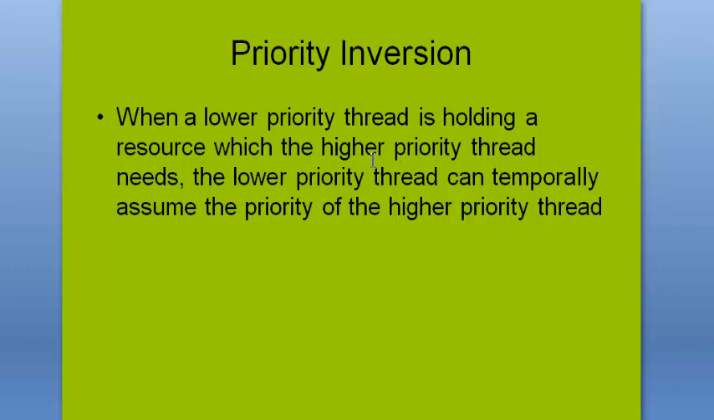Priority inversion. When a lower priority task is holding some resource which a higher priority thread needs, the lower priority task can temporarily assume the priority of the higher priority task. Let us say a lower priority task is running and holding a resource. If you assign a higher priority to the lower priority task, it can quickly get the processor time and complete running. Then it can pass control to the higher priority thread.